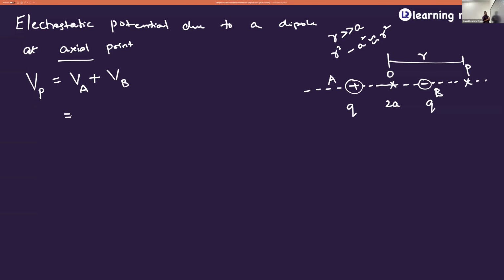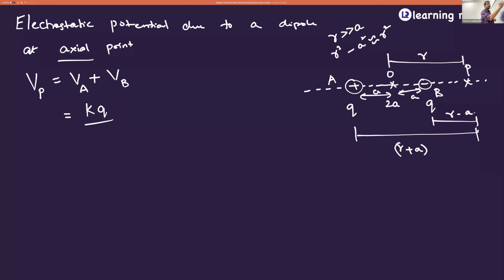So for the charge at A, the potential is going to be K into Q divided by this distance. So how much is this distance going to be? This is R, this is A, and this is also A. So it is going to be R plus A. What about this distance? This distance is going to be R minus A, right? So KQ divided by R plus A plus K into minus Q divided by R minus A.